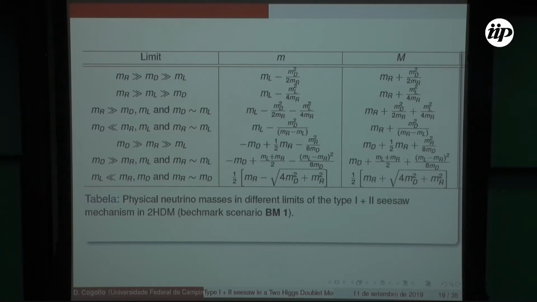The other cases are these following two lines. In these two lines, we assume that this parameter is greater than the other parameters. In this case, we have a problem. We obtain that the masses of the light neutrinos and the heavy neutrinos are degenerate. The masses of the light neutrinos are proportional to MD, and the mass of the right-handed neutrinos, or heavy neutrinos, is MD also.